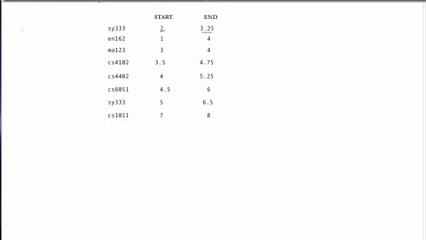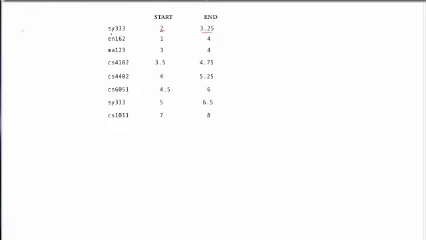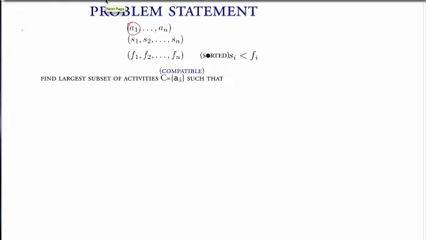So the problem is you're given a schedule with constraints, start time and end time. You can only do one thing at once, and you want to do as many things as you can. So to formalize that, the input is going to be a list of activities. These activities are just names, like this would be the name. And each activity has a start time and a finish time. And although I know that you would love to have classes that end before they start, in this situation, every class is going to start before it ends. And the goal is to find the largest subset of compatible activities.